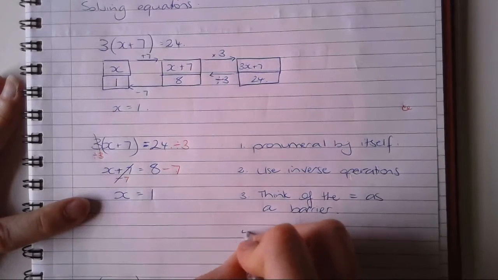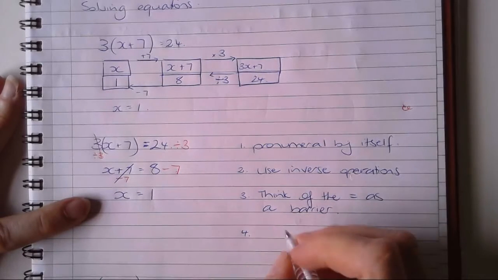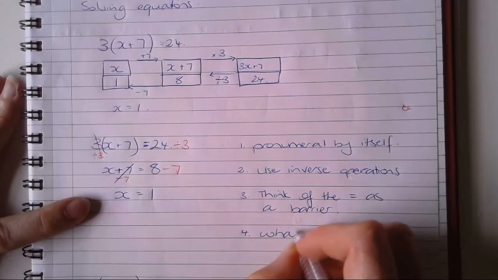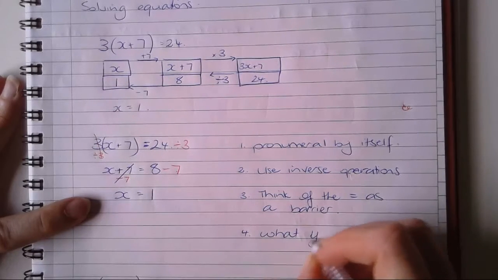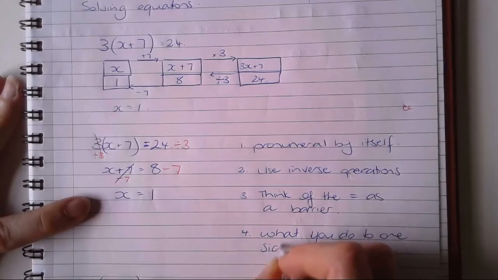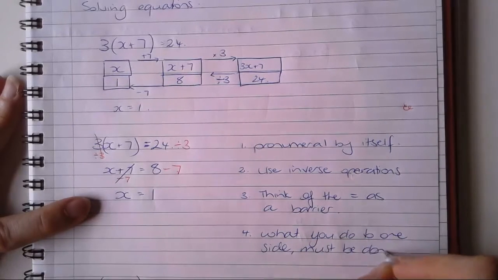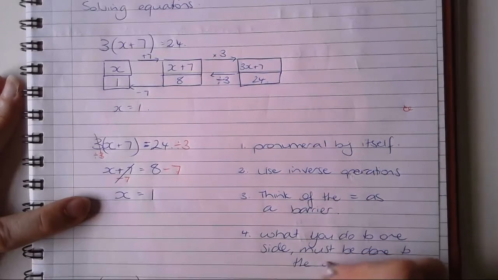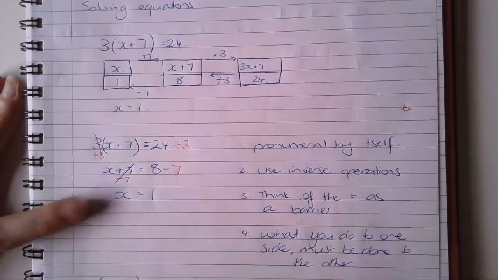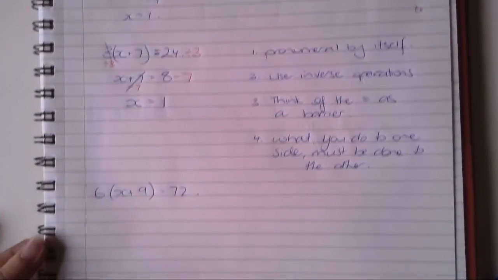I'm just going to write that fourth point down. It's a little bit like when we found equivalent fractions. Whatever I do to one side must be done to the other. And we call that balancing our equations as well. All right, let's do another example.